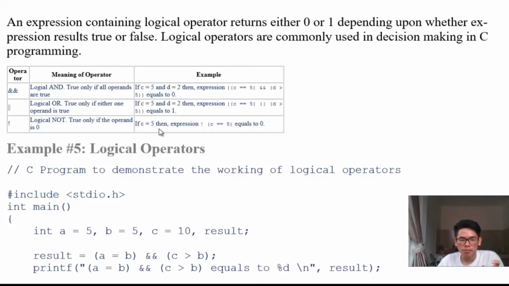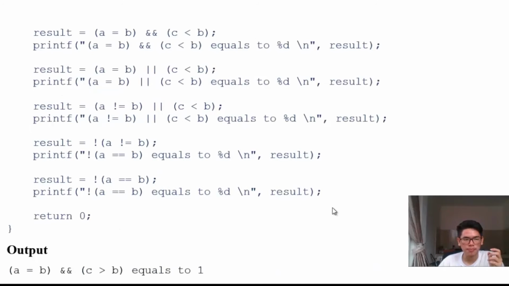And logical NOT is true only if the operand is 0. If C is 5, for example, the expression not (C equal to 5) equals 0, because it's false. C is not equal to 0. And now we have the example right here, and you can go on the first and practice on your own.